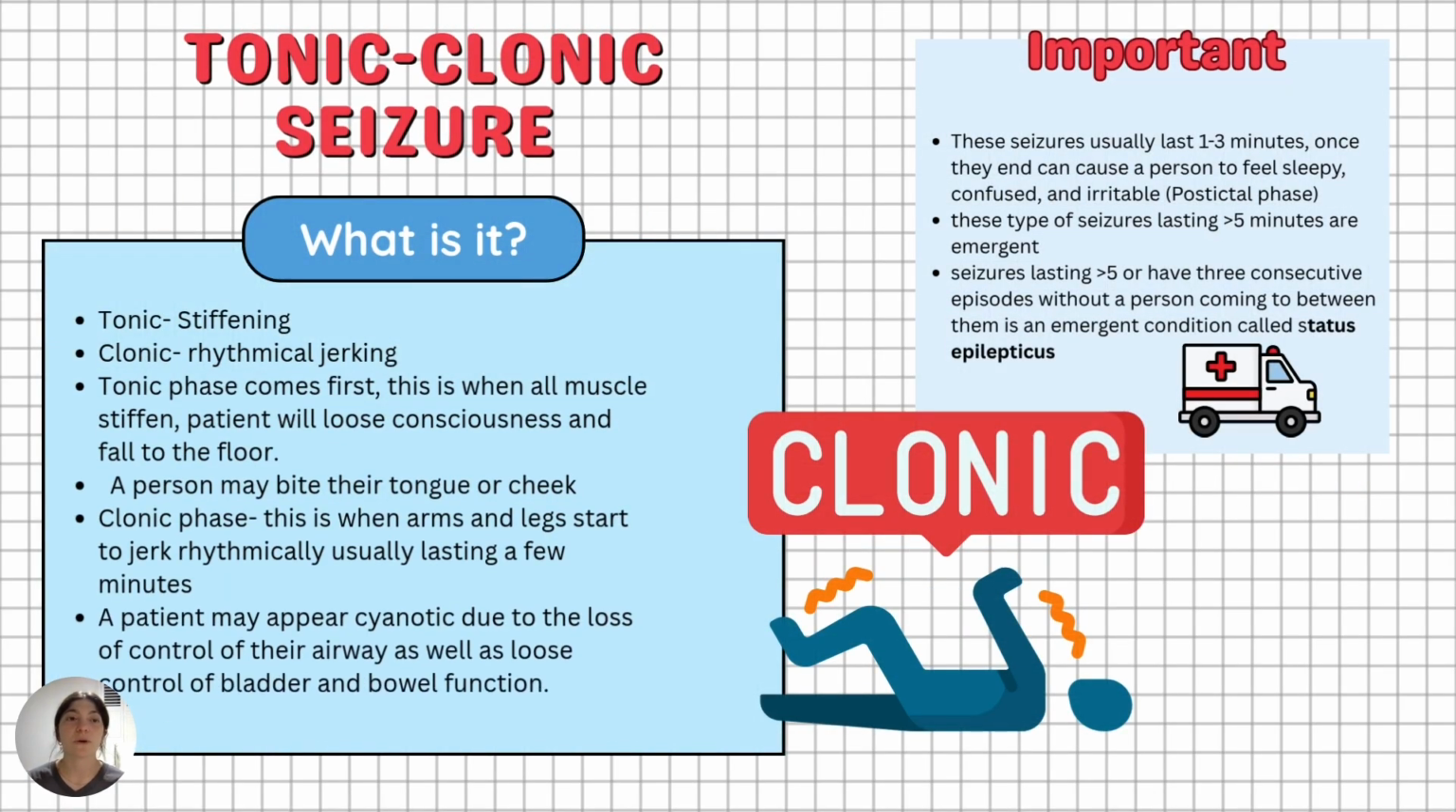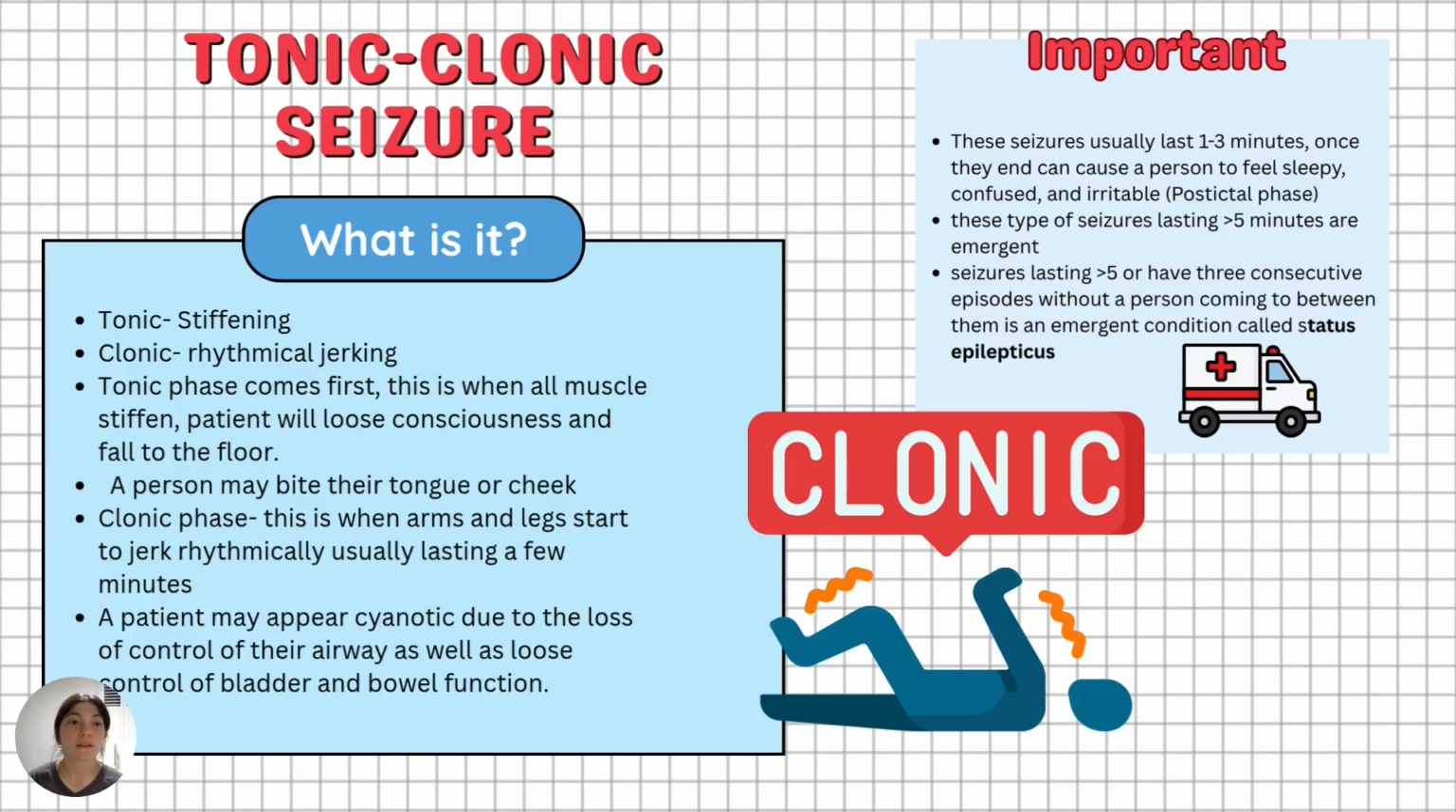Next slide, we're going to go over what a tonic-clonic seizure is. So this is also known as a grand mal seizure. That used to be the old name for it. So it starts off with the tonic phase, which is the stiffening, and then you have the clonic phase, which is the rhythmical jerking that you usually see with a seizure patient.